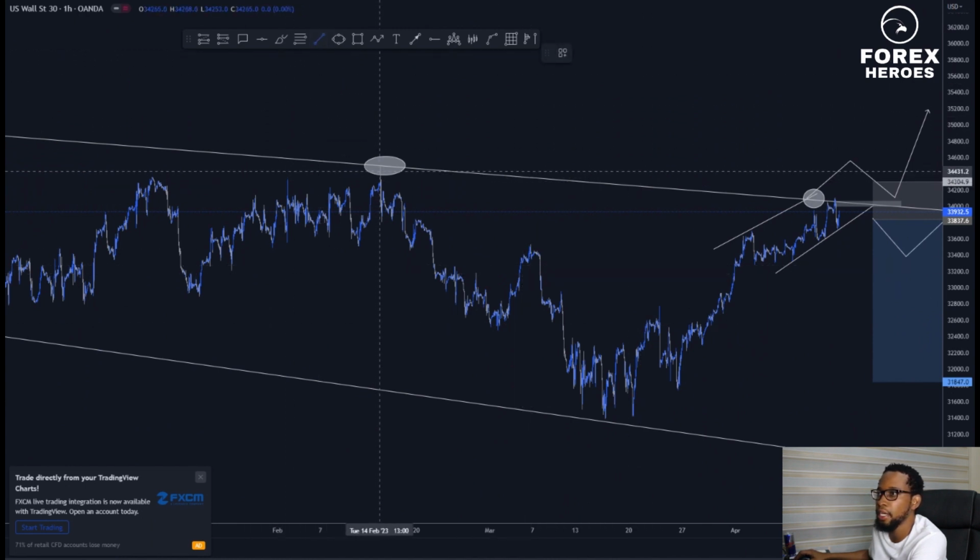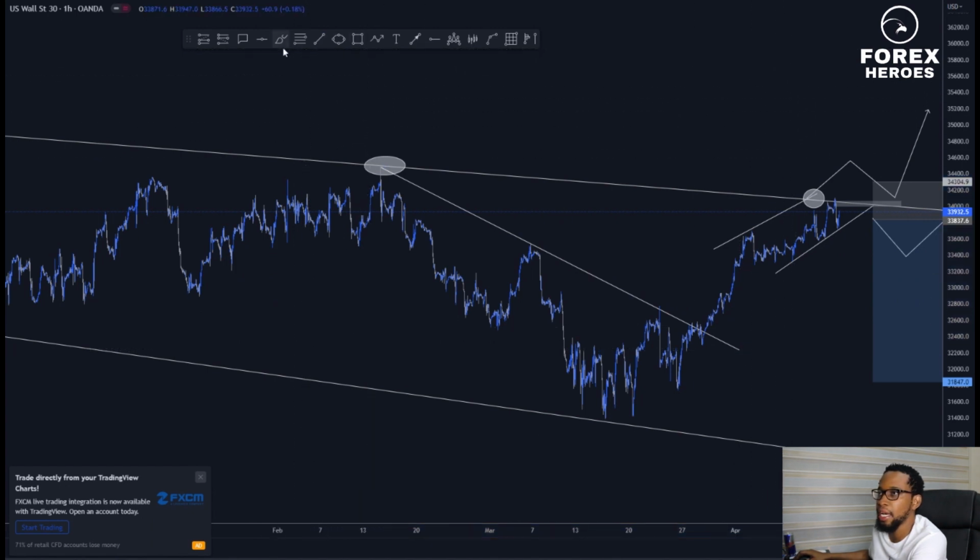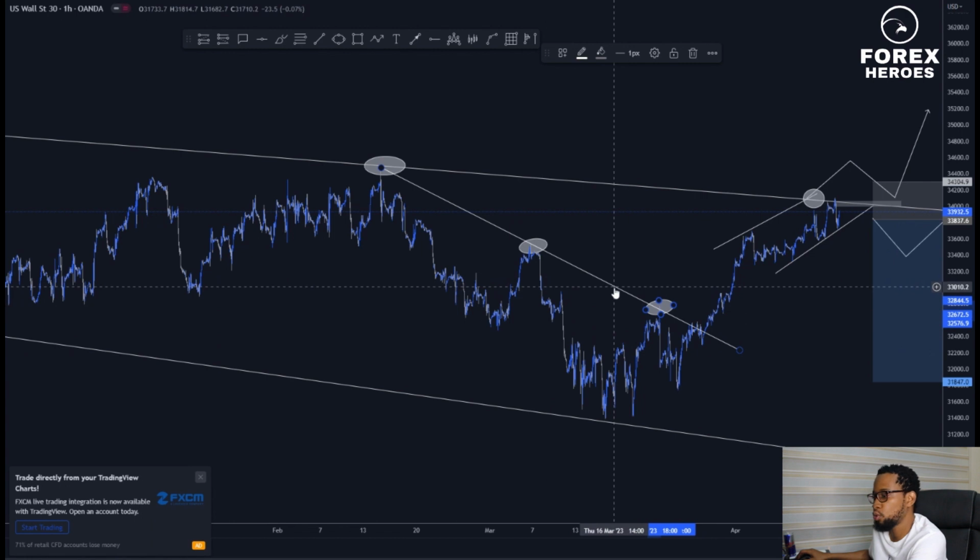Can you see what happened here? We had a similar situation around this point. We had a similar situation here. And you see, we broke and then we pushed up. So that's what we are looking at.